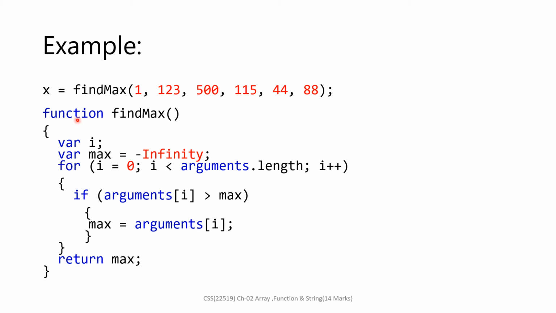function keyword, and this is the function name, findMax. Opening curly bracket, variable declared where max is equal to -Infinity. For i equal to 0, i less than arguments.length, i++. If arguments[i] is greater than max, then max is equal to arguments[i]. Then return max. It will give the maximum element from this list.